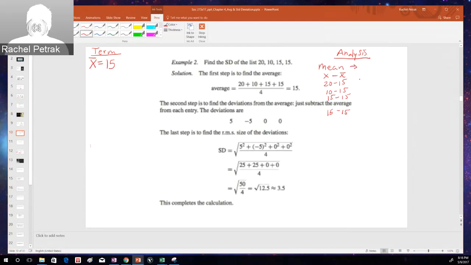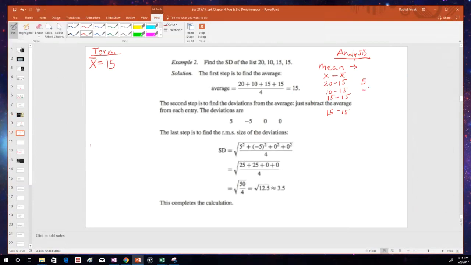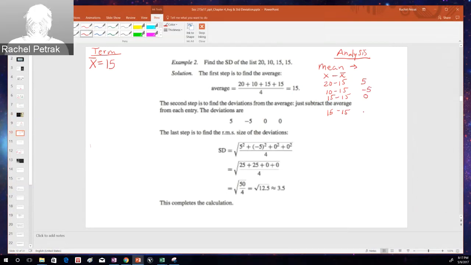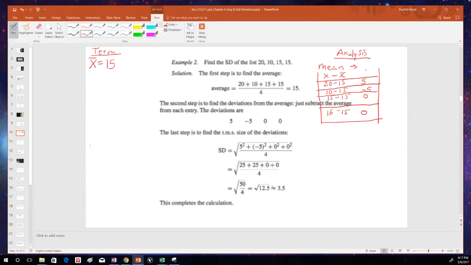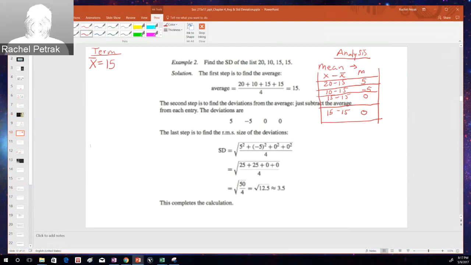What does that equal? Well, 5, -5, 0, and 0. We could make a little table of our deviations from the mean. That's an effective way to keep track of this, and we'll make tables like this to keep track of our data in the future too. Sorry, I wrote this a little bit over the problem. So this is the mean deviation here.